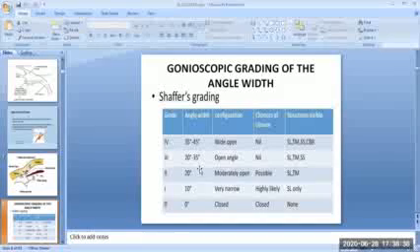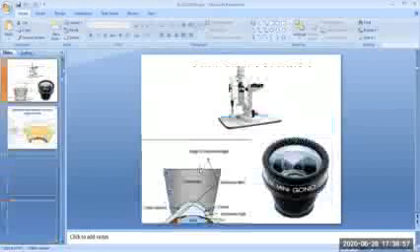And the last is grade 0, the angle width is 0 degrees and the configuration is closed. The chances of closure of the angle of anterior chamber are very much possible, and the angle will be closed and no structure will be visible.